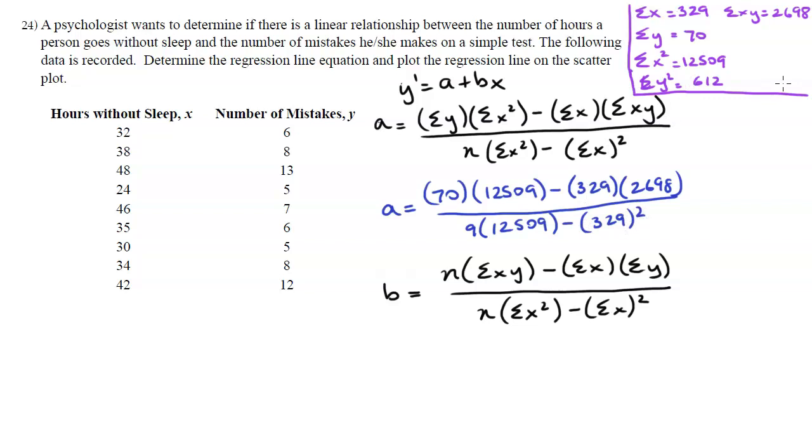Now, if you didn't have this function in your calculator, you would have to add up all the x's, that'll give you the sum of x. Add up all the y's, that'll give you the sum of y. Square each of the x's and add that up, that'll give you this sum. Square each of the y's and add them up, that'll give you this. Multiply x times y for each pair, add them all up, and that'll give you 2698. But I wasn't going to do that calculation, unfortunately.